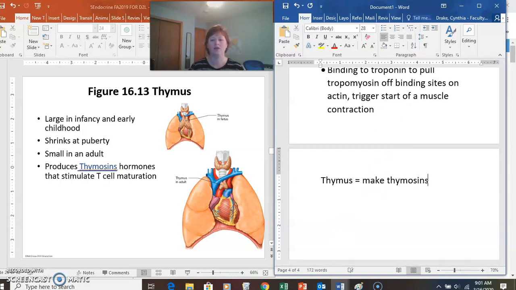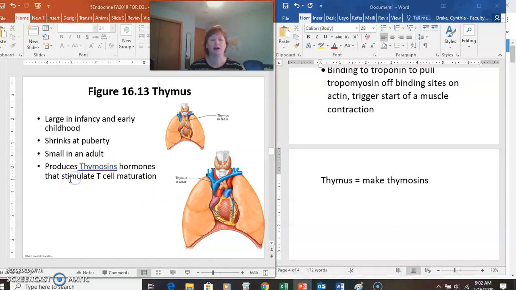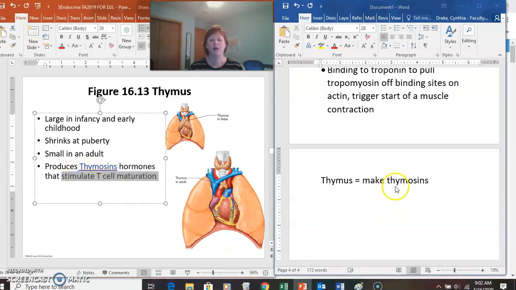It produces some very important hormones called thymosins, which are not in your course pack, so it's worth taking a note of those. So your thymus is going to make thymosins, and thymosins are going to stimulate T cell maturation. Now what that means is, we haven't talked about immune system yet, but it's going to help T cells mature. T cells are the cells in your immune system that target and attack specific invaders.